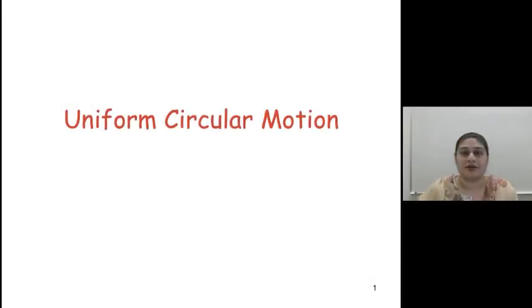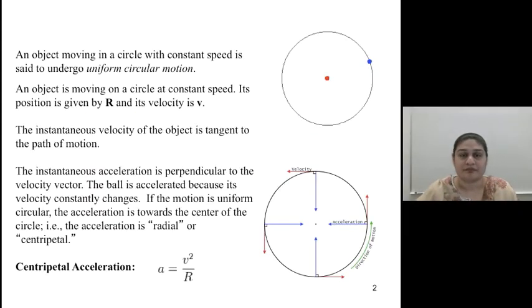Now let's talk about uniform circular motion. An object moving in a circle with a constant speed is said to undergo a uniform circular motion. So for example, in this picture, if an object is going around and around in a circle, it is said to be undergoing a uniform circular motion. So the object is moving at a constant speed.